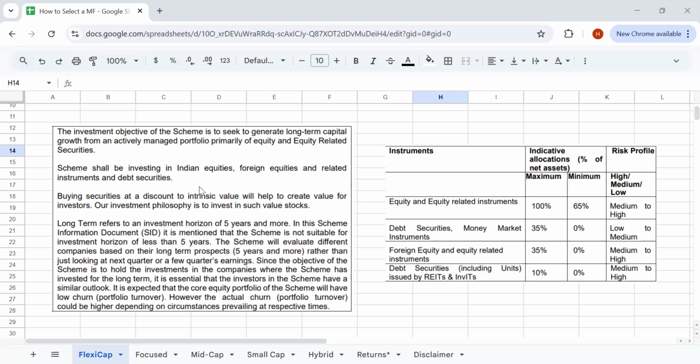So this is a flexi cap fund where the fund manager is saying the return he intends to generate is long-term returns, and the minimum time period has to be 5 years and more, right? So somebody with a lesser horizon, especially what we are observing now, people are coming with very short time horizons, and they're expecting a lot of returns out of it, right?